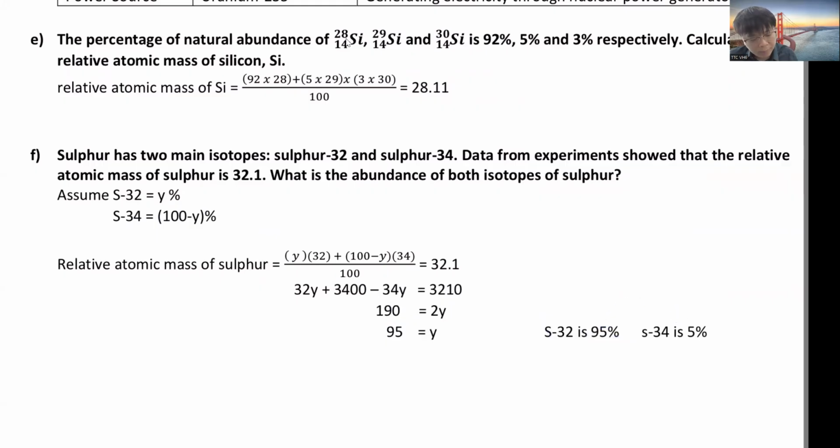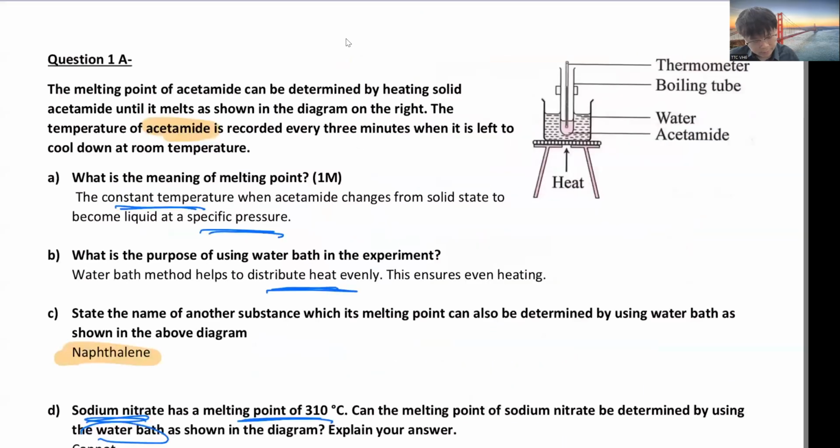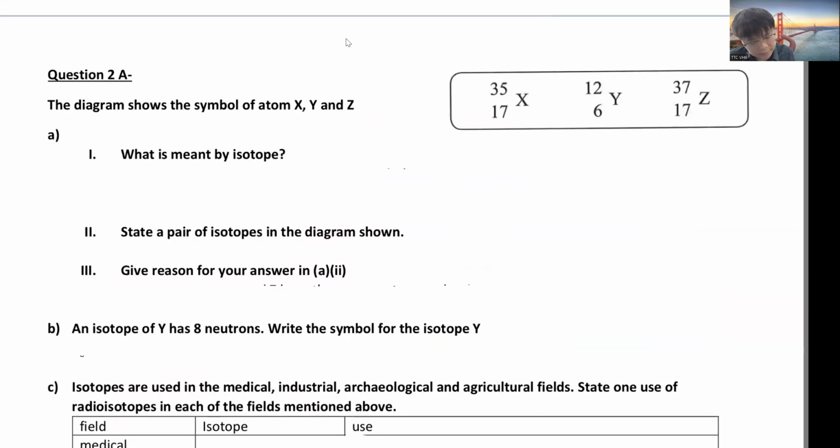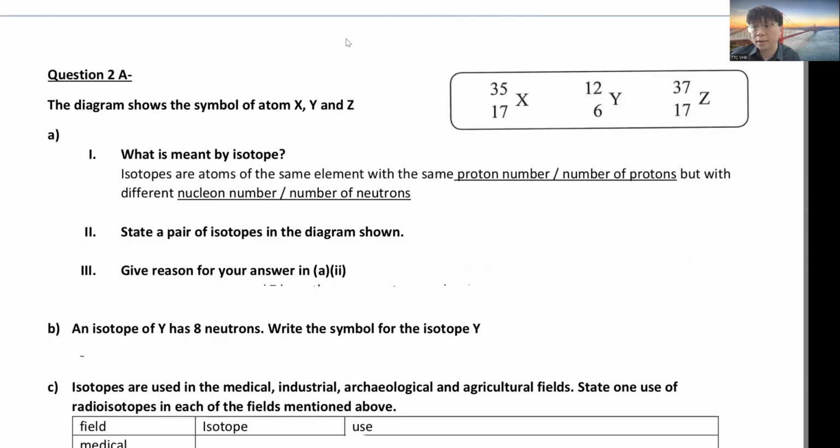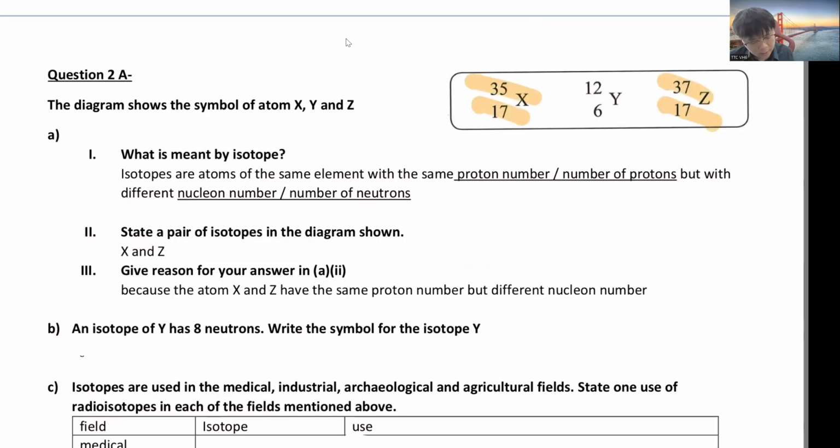Okay, so look at one sample question that I want you to do on the spot, which is this one. So you can see what is meant by isotope. You have to write down the definition of isotope, and show the pair of isotopes. So we check here. These two have the same proton number, different neutron number. So you can mention because they have the same number of protons and different number of neutrons. An isotope Y has 8 neutrons. We check here. This one has 6 protons, 6 electrons. Because proton and electron are the same, you minus off and will get 6 neutrons.